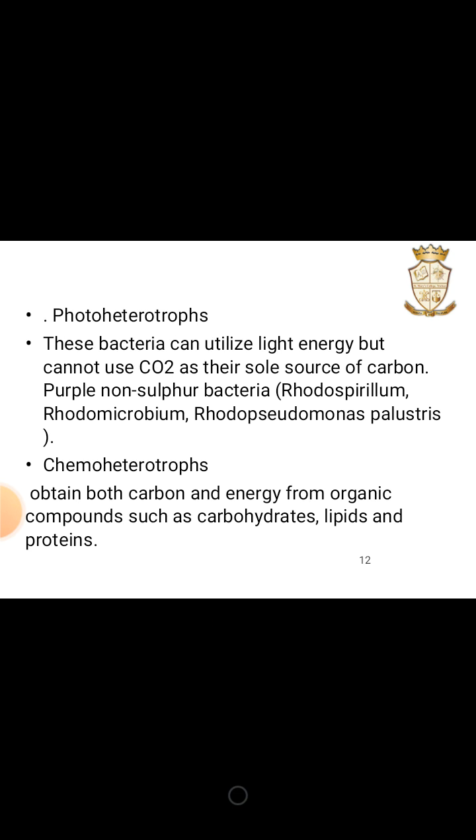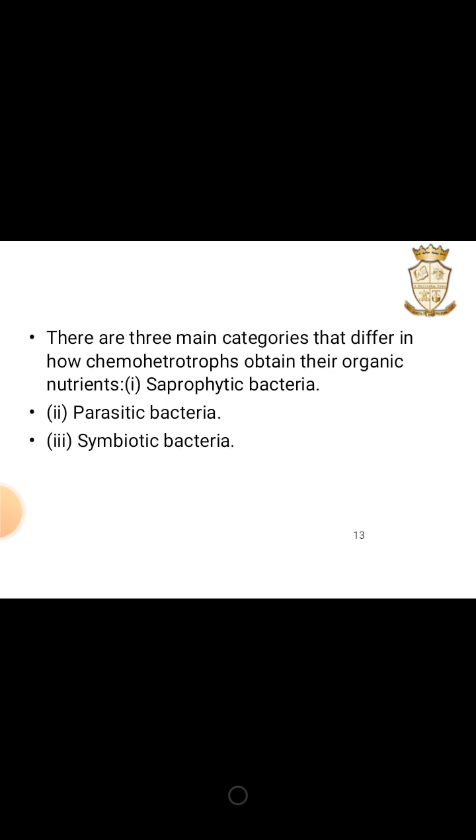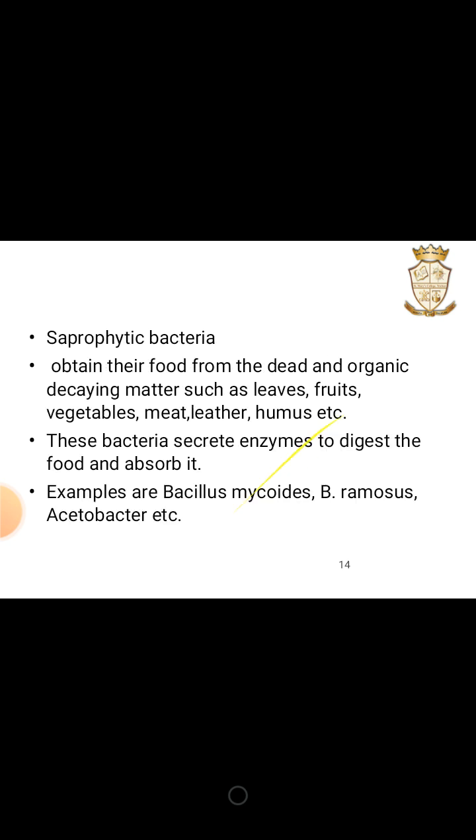Photoheterotrophic bacteria can utilize light energy but cannot use carbon dioxide as their sole source of carbon. Chemoheterotrophs obtain both carbon and energy from organic compounds such as carbohydrates, lipids and proteins. There are three main categories in chemoheterotrophs: saprophytic, parasitic and symbiotic.